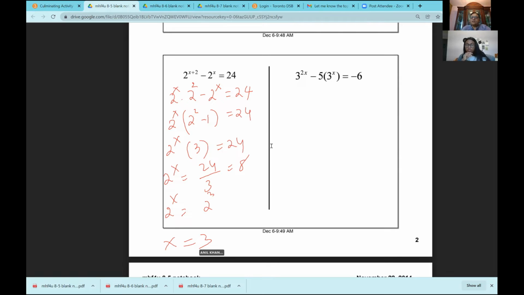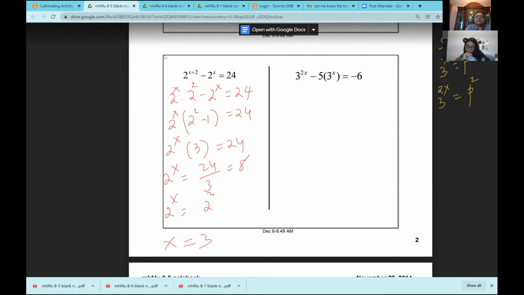Yeah. The second one. 3 to the power of 2x minus 5 times 3 to the power of x is minus 6. So here we will do a substitution. What I'm going to substitute is that 3 to the power of x, let it be equal to, let's say, p. Then what is 3 to the power of 2x? P square, right? Is that clear to you? Yeah. So I will replace 3 to the power of 2x as p square minus 5p equals minus 6. Bring them together. P square minus 5p plus 6 equals 0.